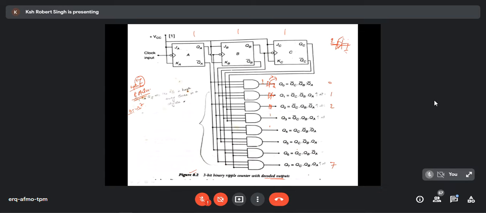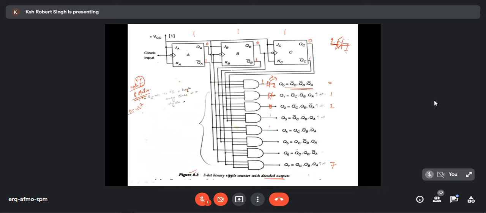Is it okay or not? Can you understand up to here? Yes. So now the question is how to make this particular LED glow when it is 0, 0, 0. When 0, 0, 0 in the first clock pulse, QA will become 0, QB will become 0, QC will become 0.